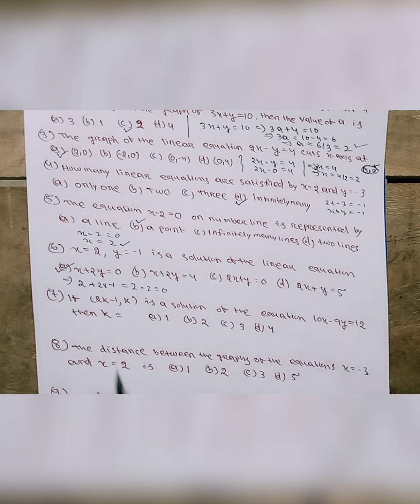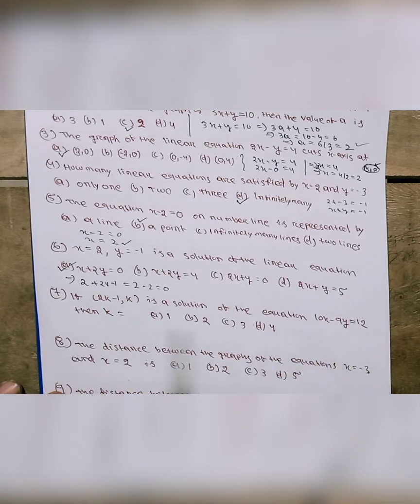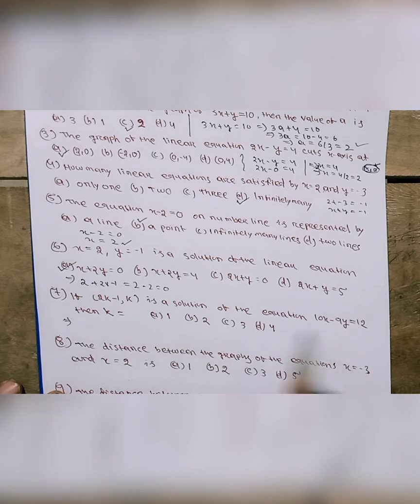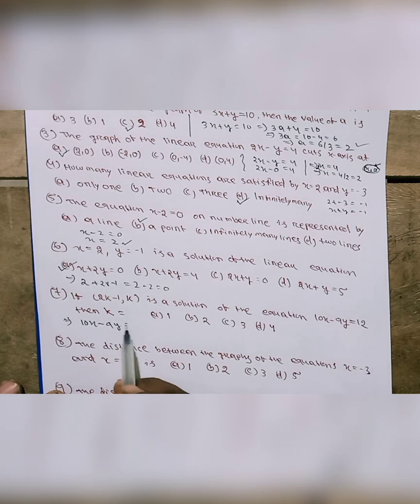Next, number 7. If (2k minus 1, k) is a solution of the equation 10x minus 9y = 12, then what is the value of k? The options given are 1, 2, 3, 4. Now write the given equation and put the values of x and y in it. The given equation is 10x minus 9y = 12.